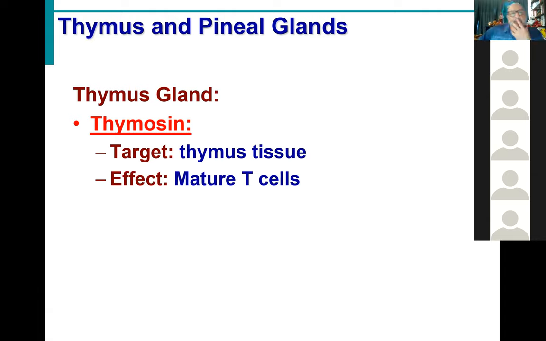Unregulated by? Well, that was what I was going to ask you. How do you think it's regulated? Anyone want to hazard a guess? Via humorally, via thyroid stimulating, or no, never mind. Not a bad guess. You're getting close. It is going to indeed be humorally. But what do you think we would be looking for in the humors of the body that would tell us whether we need to mature more T cells or not? T cell levels, excellent.